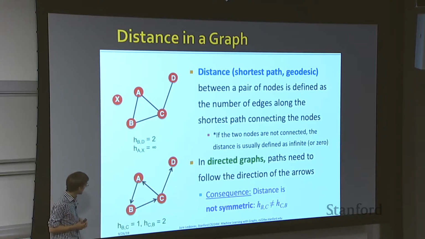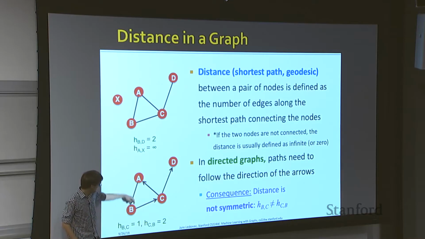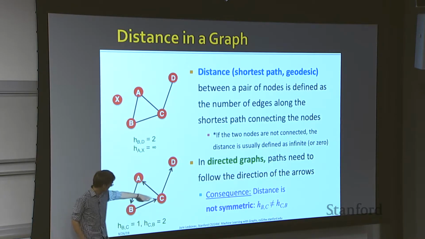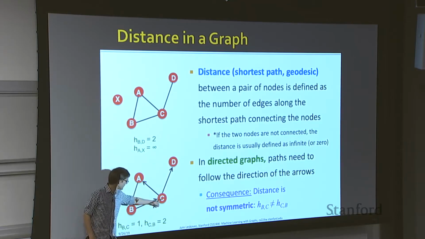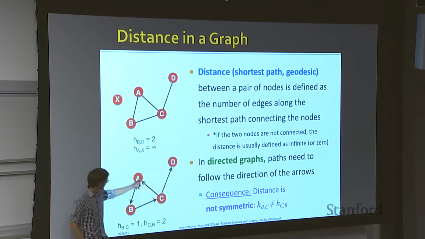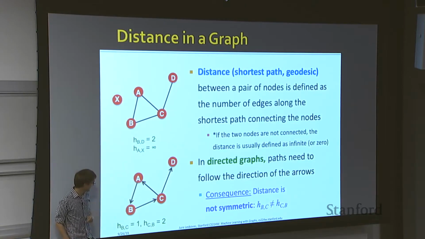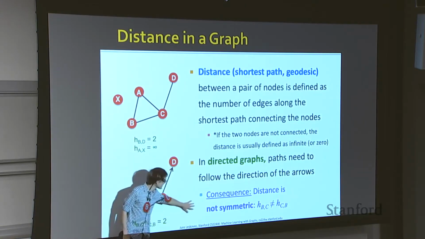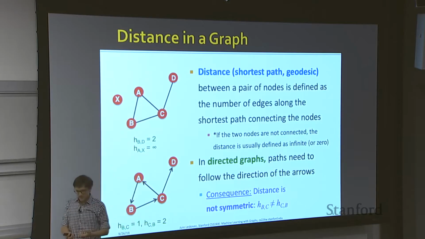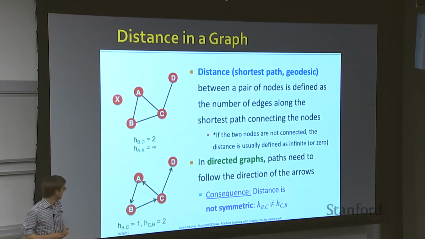So what does this mean? For example, the distance between B and C here is 1, because I can just traverse the edge, but the distance between C and B equals 2 because I go this way. Right? And what is the consequence? The consequence is that in this case, distance is not symmetric, right?